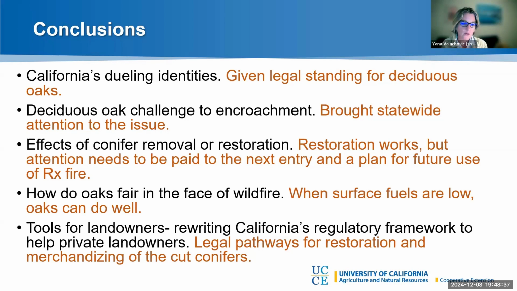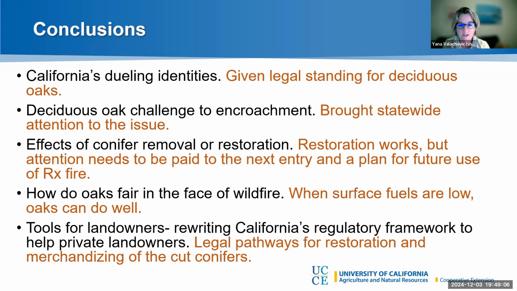And I think through our work we've been able to confirm, like in other locations, that restoration works, but we really need to pay attention to the next entry and a plan for future use of prescribed fire. So if you cut a bunch of trees and leave them on the ground, you just move trees from standing to surface fuels, and that will have an impact on both your ability to use prescribed fire as well as what will happen if a wildfire comes through to the residual stand.